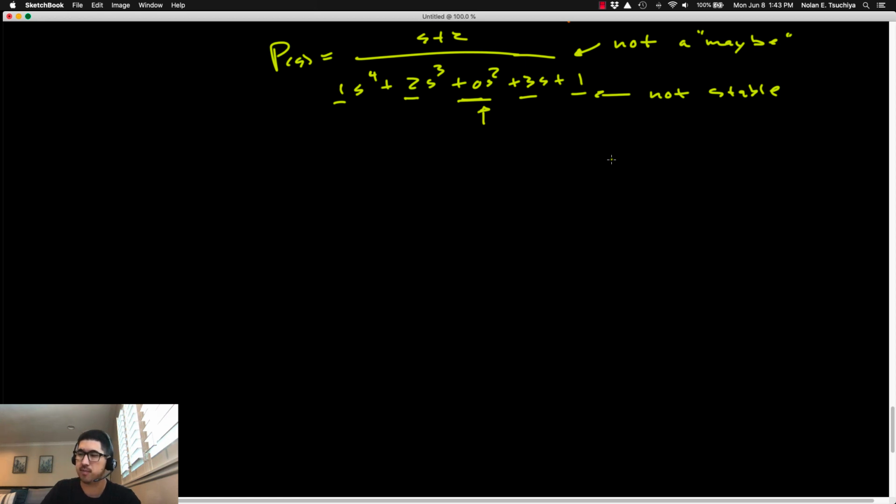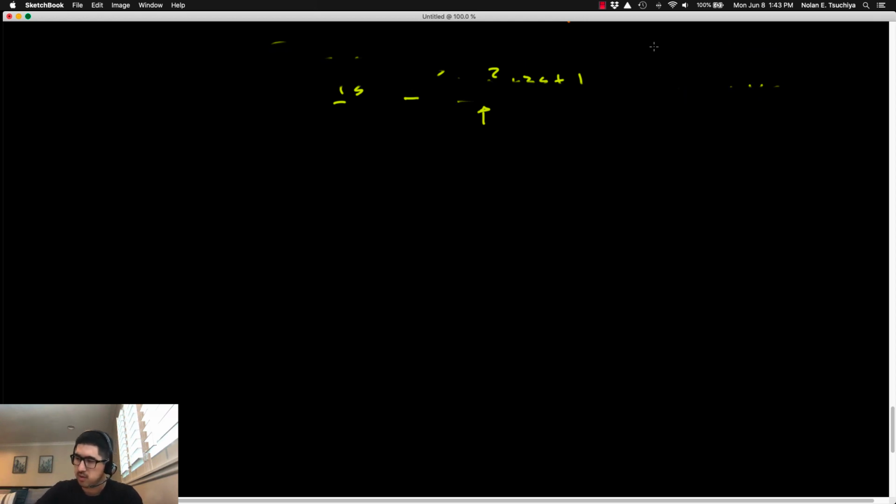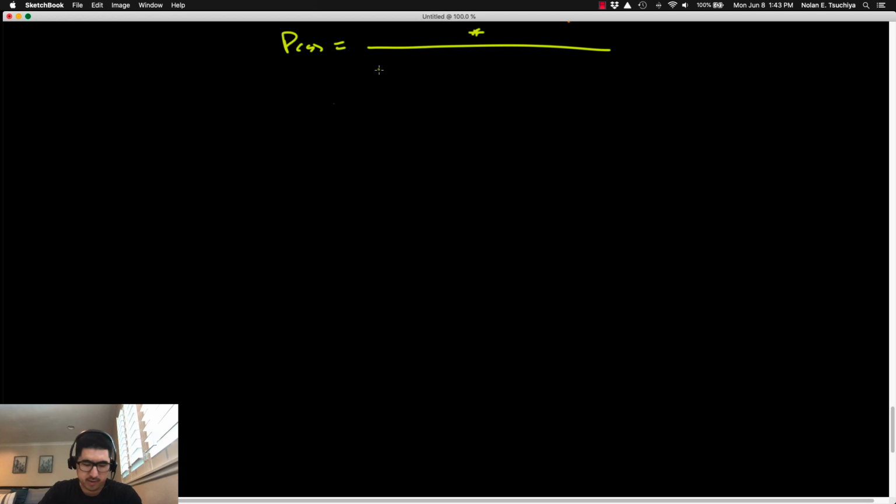It's a little bit of a curveball I threw in there, but I just want to check your understanding to make sure you know when to use the Routh table or not. Okay, so no more curveballs, no more tricks. Let's actually do a legitimate problem. So here's a transfer function with a fourth order denominator.